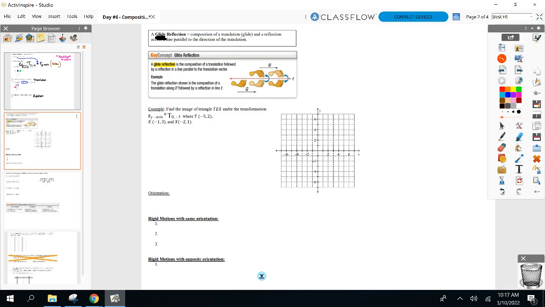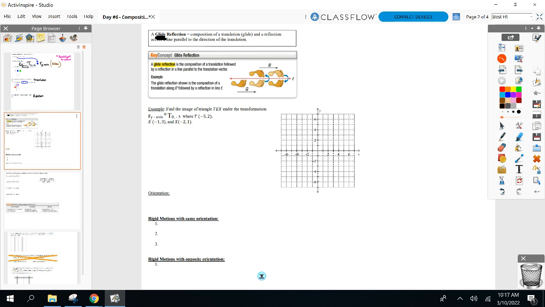All right, so there you go. There's a 3rd composition where I can slide and translate called a glide reflection. But you just can't use that on any reflection and translation. You have to slide parallel to the line you reflected over. All right, all good? Okay.